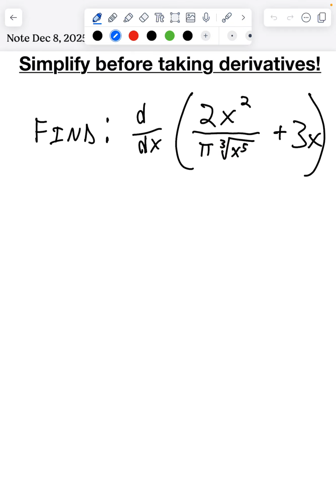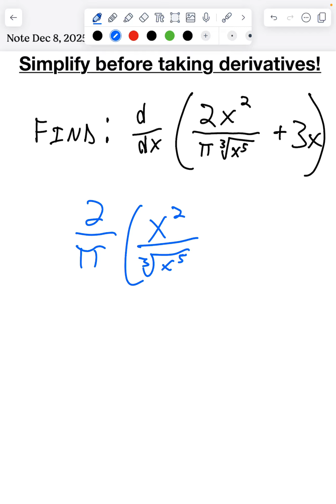So if I have 2x squared over pi times the third root of x to the fifth, the first thing I should recognize is that 2 over pi is just a constant. I can completely pull that out and not worry about it anymore. Then I'm left with x squared over the third root of x to the fifth, and again I'm just going to bring down my plus 3x.